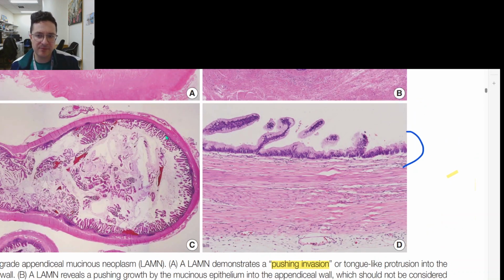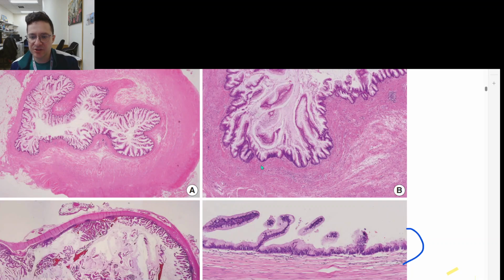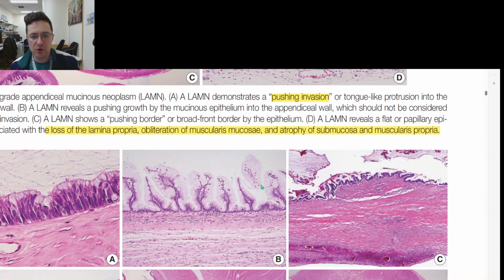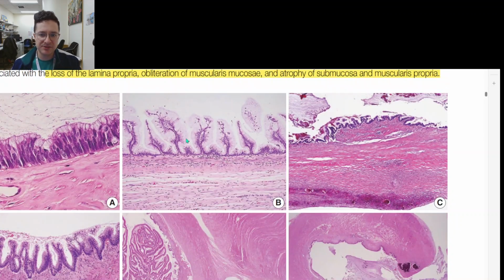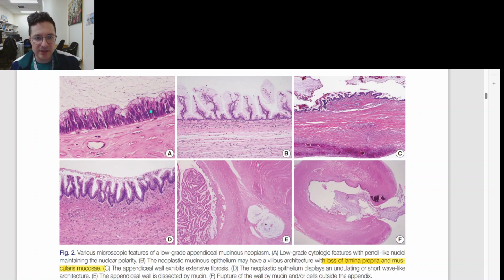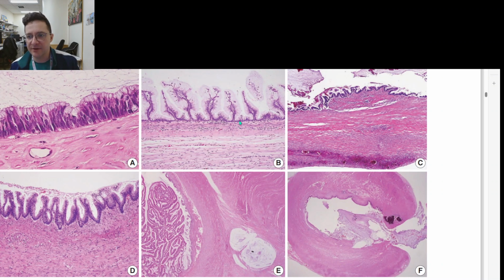And here's just another example. You can see pushing invasion, because at this point these glands are neoplastic glands and they're cutting through the stroma. Here's another great example. Check this out in B. I love these pictures. Again, you can see pencillate nuclei. They're dysplastic and mucinous. Here you have a saw-like pattern, and again the classic loss of lamina propria and muscularis mucosae. It's gone, so we don't have that here.